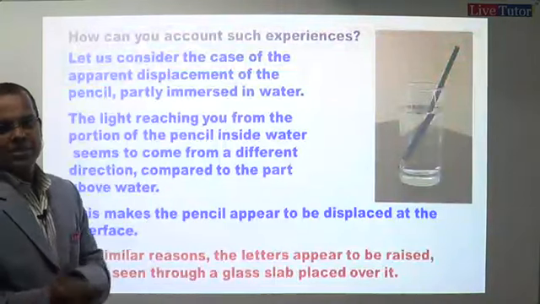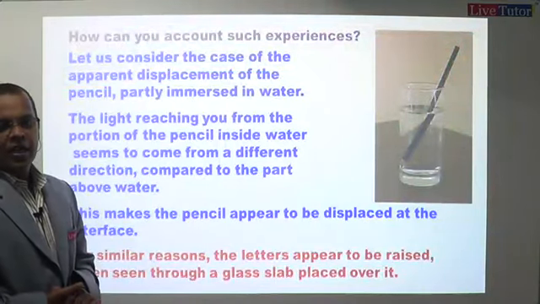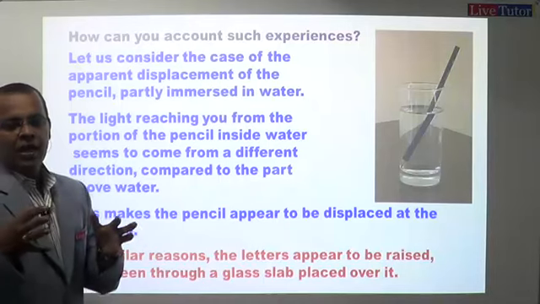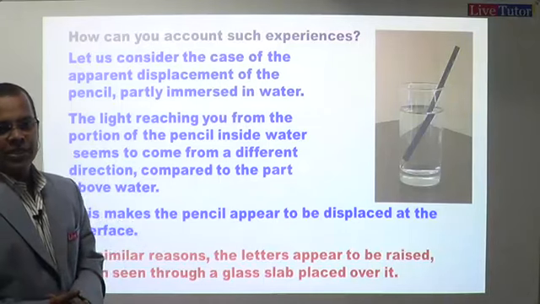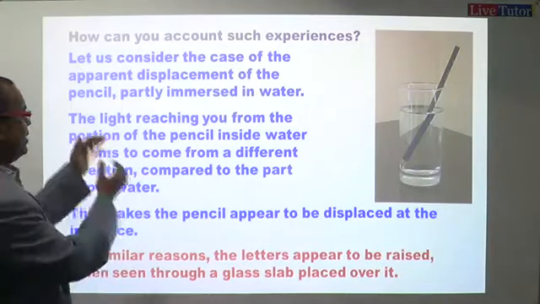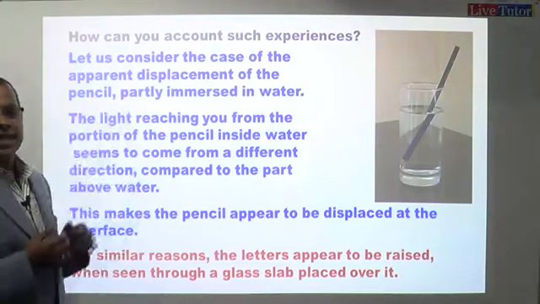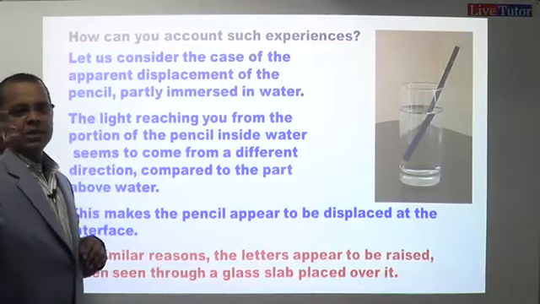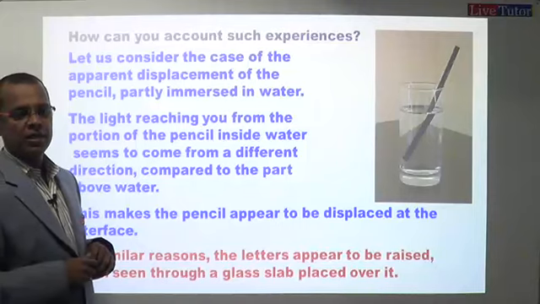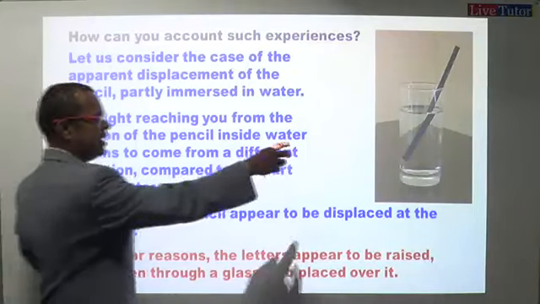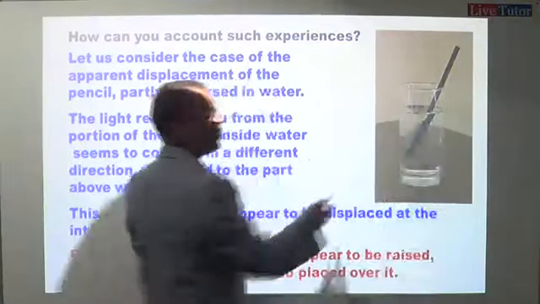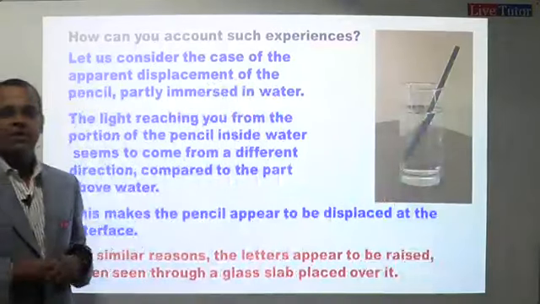All these examples, right? How can you give the reason for all those things? For example, to understand that, let us take the example of the apparent displacement of a pencil. Right? As I said already, at this interface, the pencil is somewhat displaced. Isn't it?